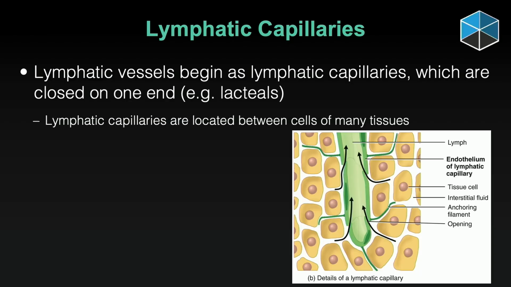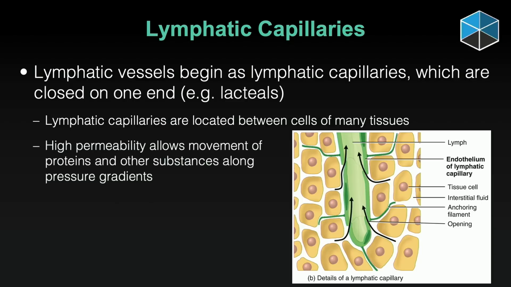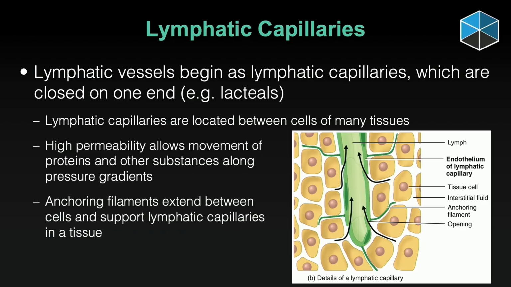These are usually evident sitting between the cells of the body, so bathed in interstitial fluid, and they're anchored there by filaments that extend outwards between the cells. And these capillaries are very porous. They allow a lot of movement of substances into the lymphatic system. And you can see that highlighted by the arrows in this picture.